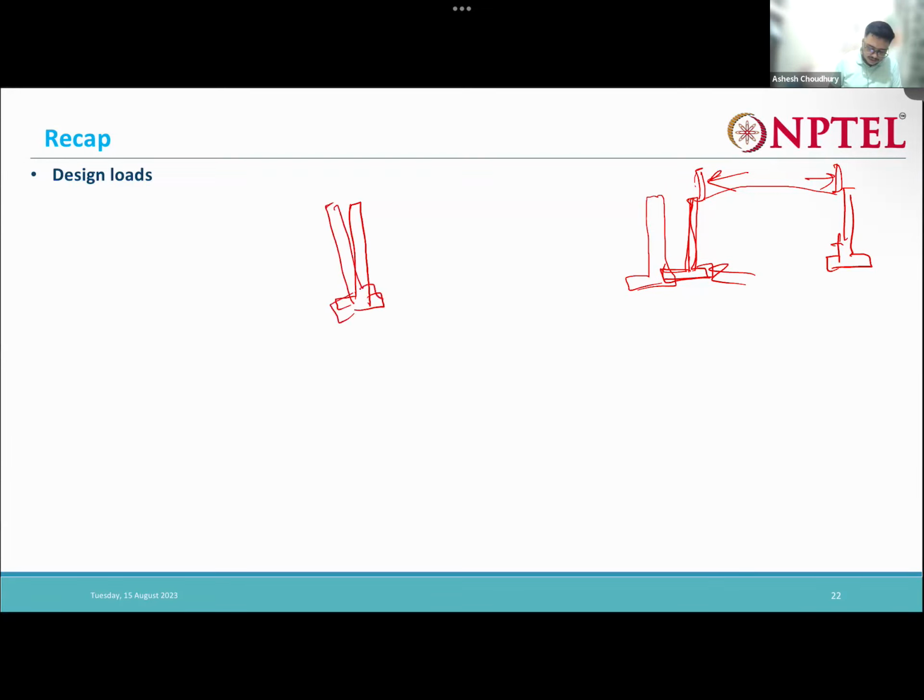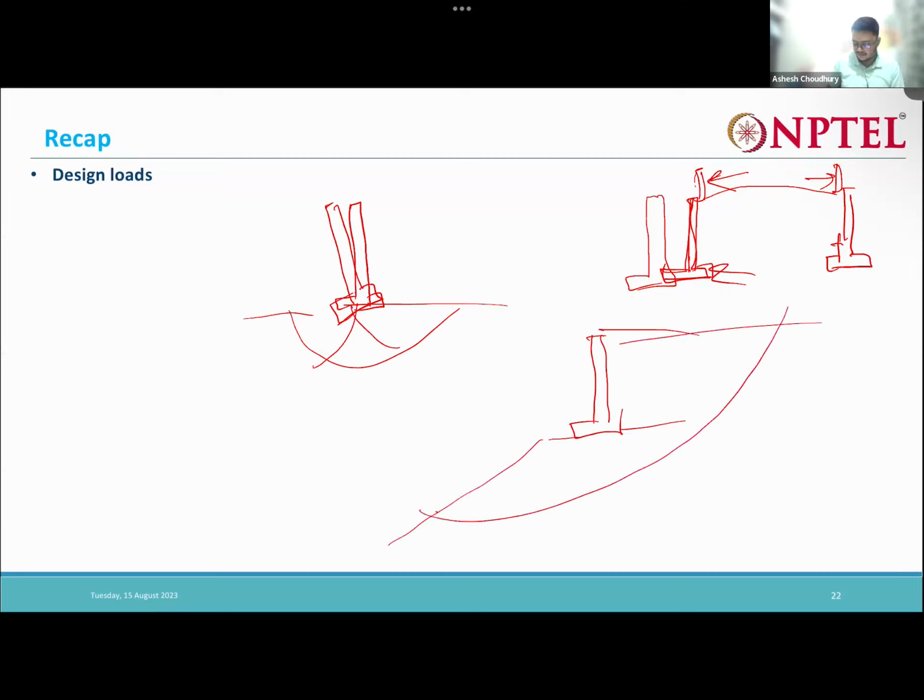Then bearing capacity failure means you need to ensure that the soil below the retaining wall does not fail in bearing. The soil is strong enough so that it can hold the retaining wall and the backfill soil in place. And then we have the overall circular slip failure. Say we have a retaining wall here on a slope. If the slope is weak, there might be an overall slip failure like that. So that also you need to consider.